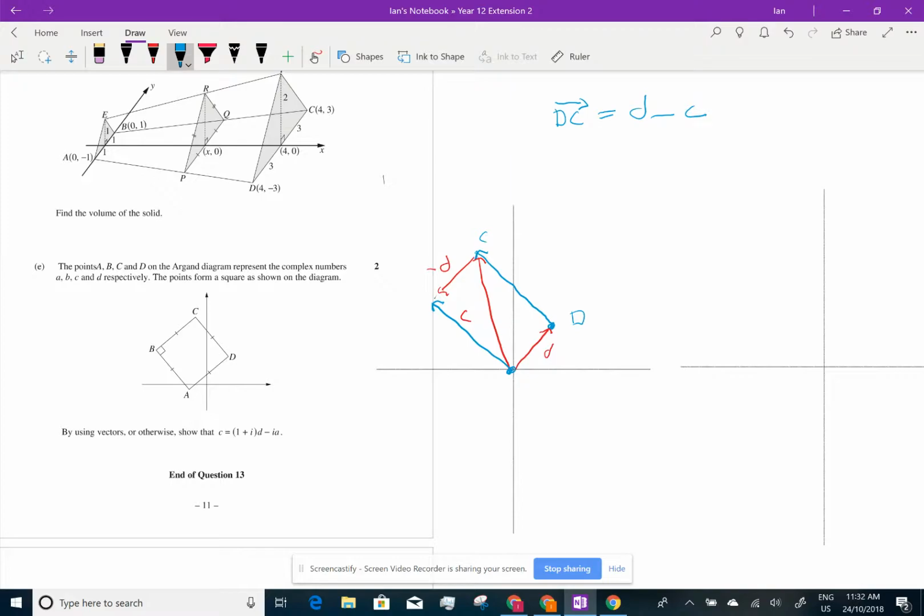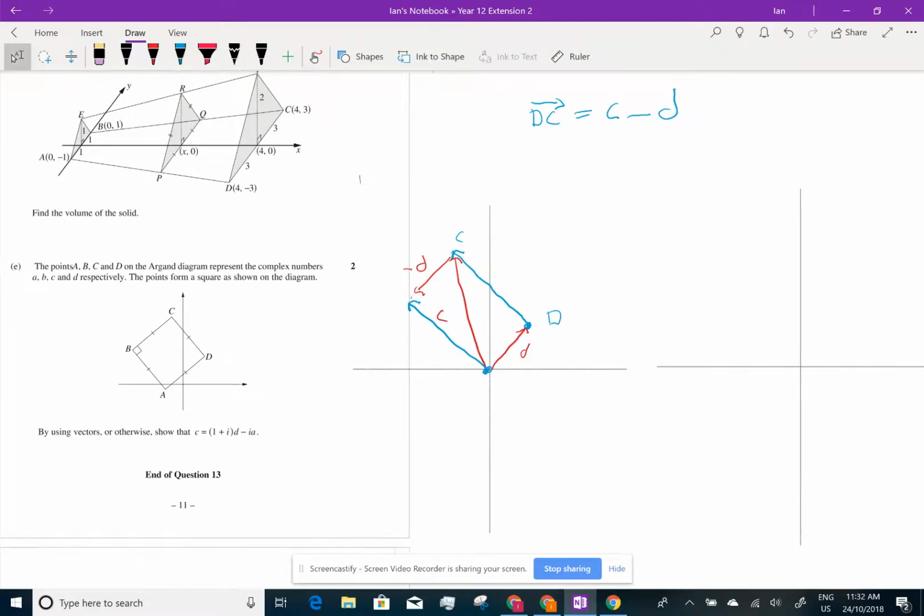So DC equals D minus C. The complex number D, sorry, got them the wrong way around. The complex number C minus D. And remember, the position of the vector doesn't matter. I'm just using vectors. The vector DC is equal to the complex number C minus the complex number D.